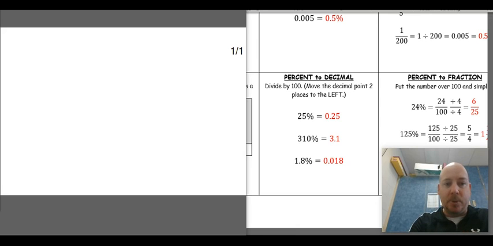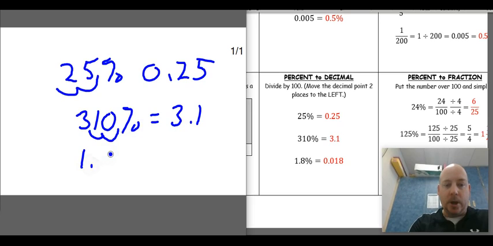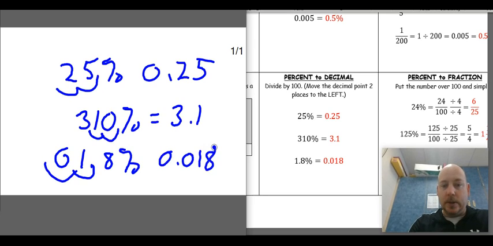So you can see some examples there. I've got 25%. If I want to make that a decimal, I just move it left 2 places. 310%, just move it left 2 places. 1.8%, here I've got to add a 0 out front. 0.018. So again, whether you have decimals more than one, with 2 digits, with 3 digits, you're just moving that decimal point left 2 places.